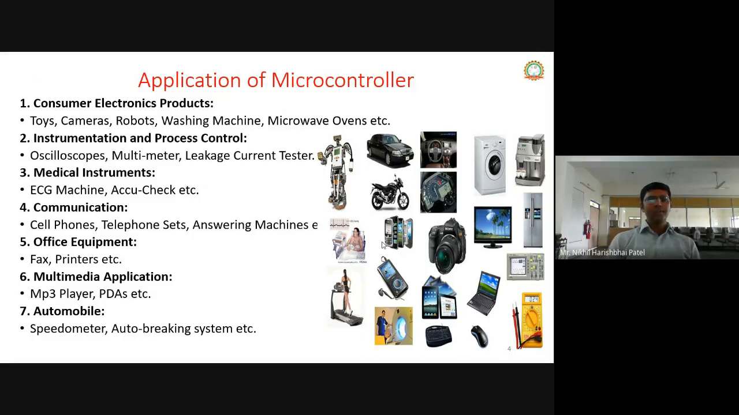Next one is instrumentation and process control. In that we use our CRO, cathode ray oscilloscope, multimeter, the current tester. In that case, we also use the microcontroller. Some medical instrumentation, ECG machine, ECU, check. In that case, we use again this controller. Some communication and office equipment, as we know, cell phone, telephone set, answering machine. In office, we use a fax, a printer. In that also we use a microcontroller.